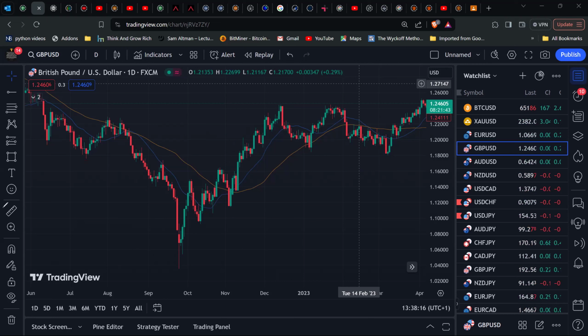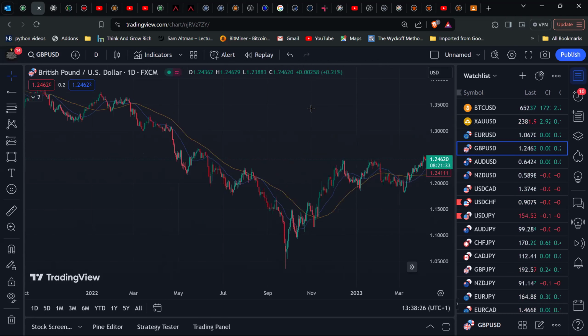Now, here is the thing. First of all, we want to identify the market structure. So we ask ourselves, what is the structure of the market? Is the market bullish? Is the market bearish? And once we have determined the direction price is going, then we look for opportunities in that direction.